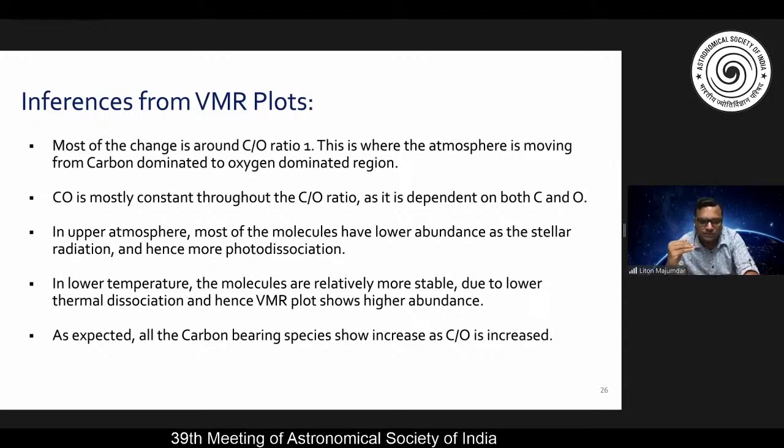In the upper atmosphere of this particular exoplanet, most of the molecules have lower abundance due to stellar radiation and hence more photodissociation. So photodissociation plays a role in destroying most of the molecules in the upper atmosphere. In the lower atmosphere, molecules are relatively more stable and, due to lower thermal dissociation, we can see higher abundance. And as expected, all the carbon-bearing species show an increase as the C/O ratio is increased.